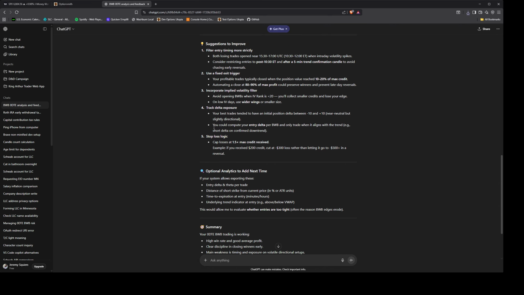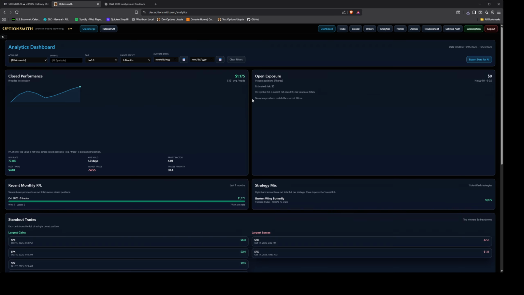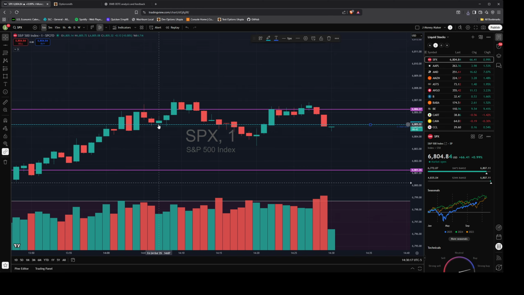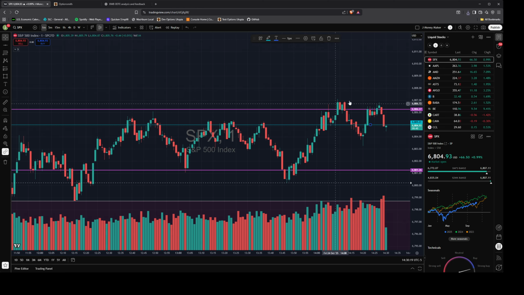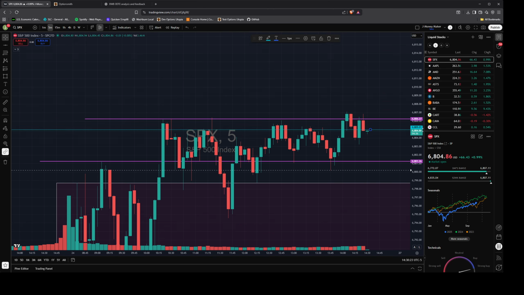So anyhow, that's a nice little feature on Optionsmith. So I thought I'd talk about my trading for the day that I used Optionsmith for.